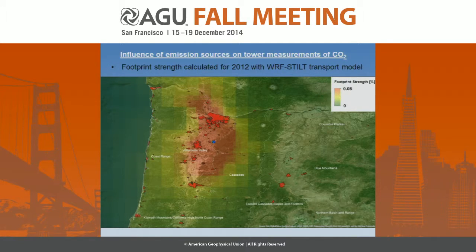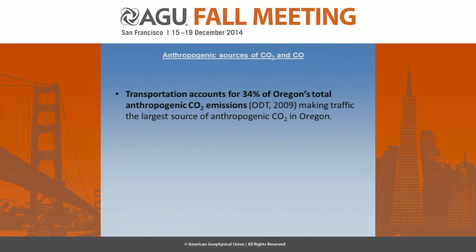This here is an accumulated footprint for the year 2012 at that Silverton Tower for the 120 meter inlet height. That clearly shows that a lot of the footprint is affected by this Willamette area outlined here in blue. So, the CO2 and CO values that we measure at the tower at the different heights are definitely affected by the emissions in that area.